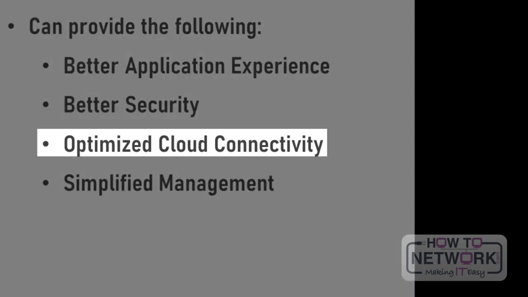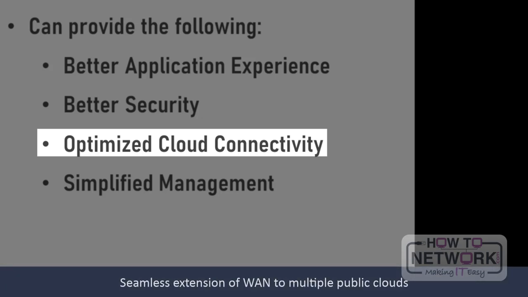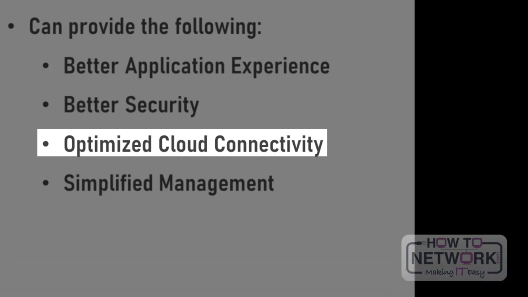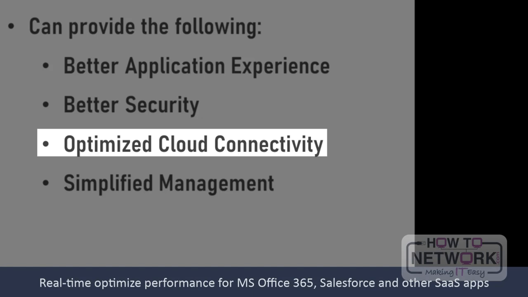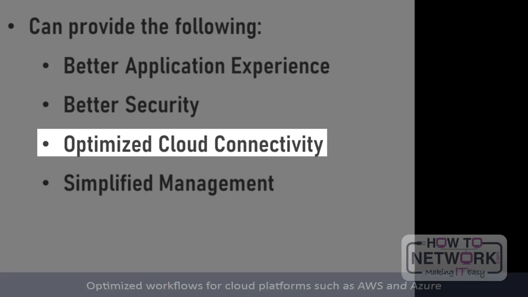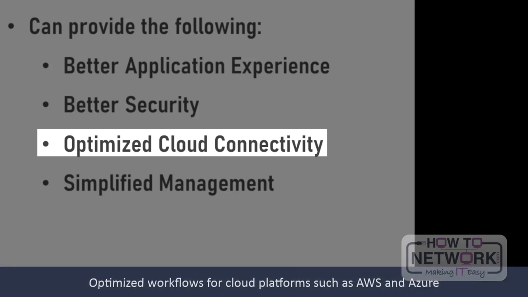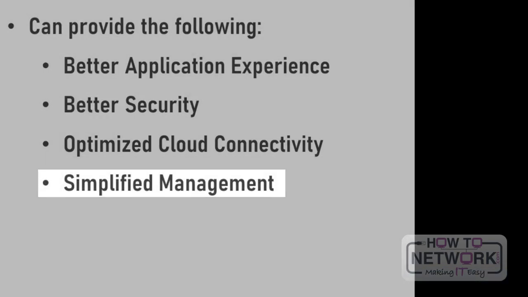Number three, optimized cloud connectivity. SD-WAN provides seamless extension of the WAN to multiple public clouds. It provides real-time optimized performance for Microsoft Office 365, Salesforce, and other major SaaS applications. It provides optimized workflows for cloud platforms such as Amazon Web Services or AWS and Microsoft Azure.